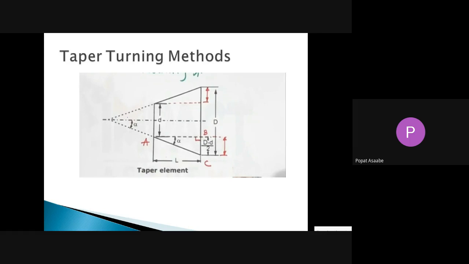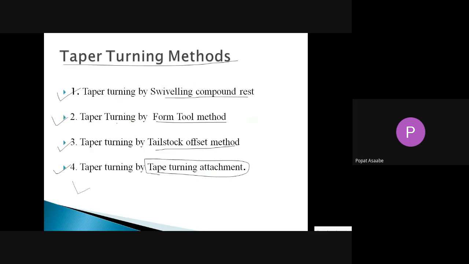Now you have to remember, for taper turning with the help of swiveling the compound rest, we have to provide some small angle to the compound rest. Already you have seen the construction and working of the lathe machine. In the carriage, different parts are present. Already we have explained. See here, once again I will show you.